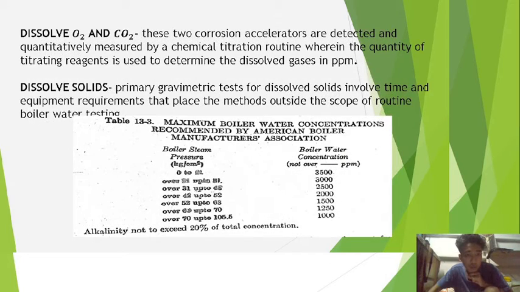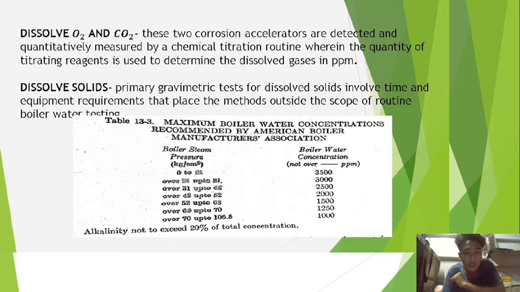So next is dissolved O2 and CO2. These two corrosion accelerators are detected in quantitative measurement by a chemical titration routine wherein the quantity of titrating reagent is used to determine the dissolved gases in ppm. So the dissolved O2 and CO2 are corrosion accelerators detected by quantitative measurement in chemical titration, to determine the dissolved gases in ppm.